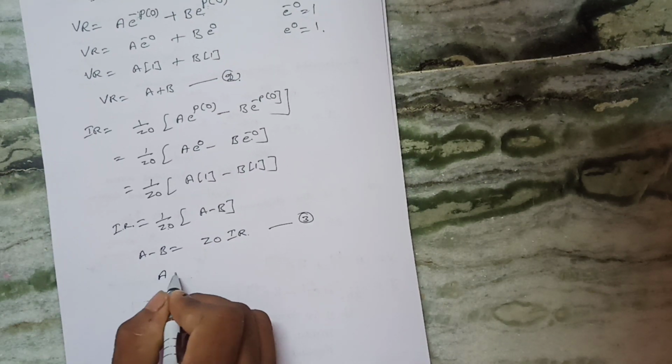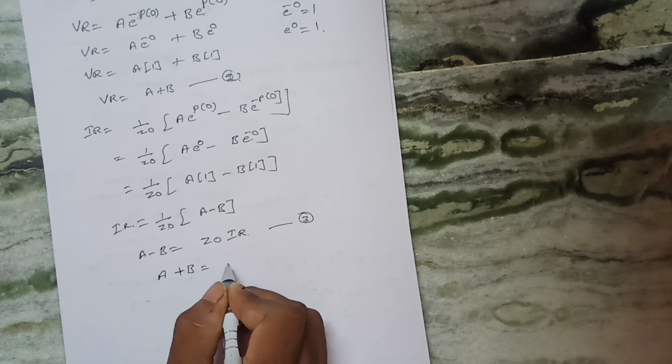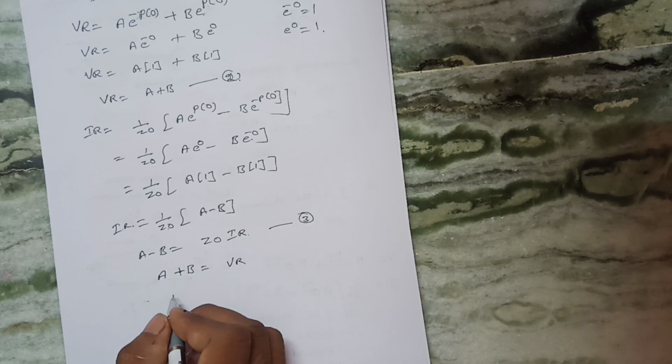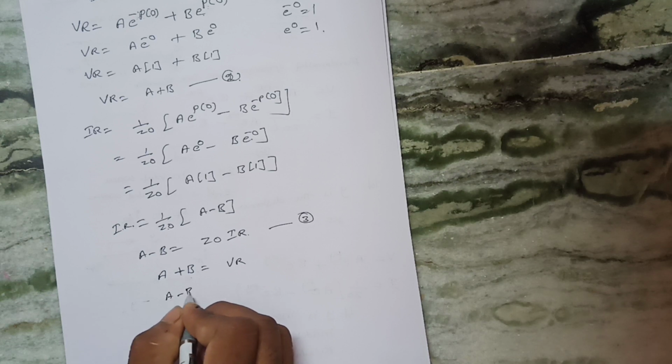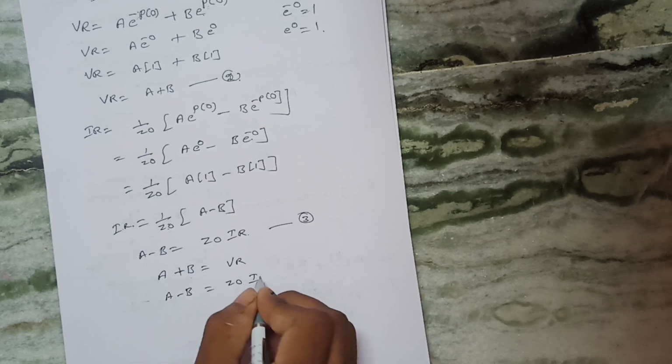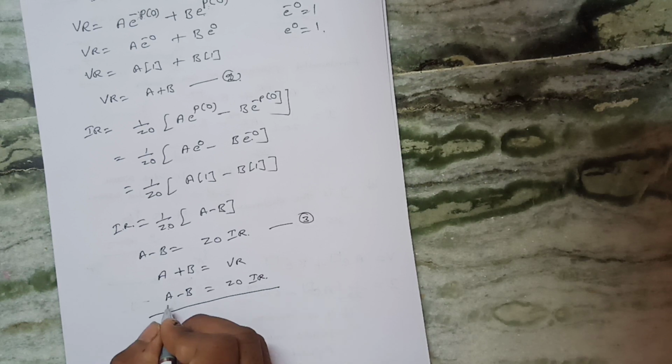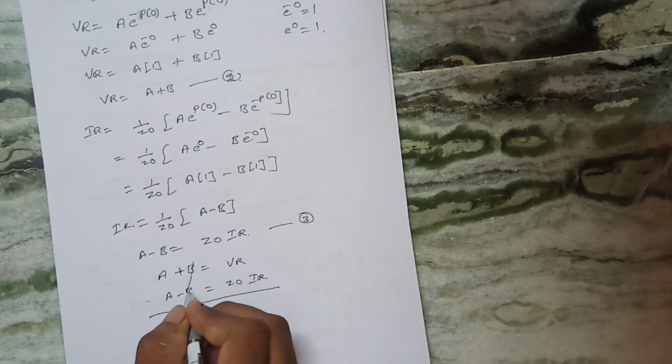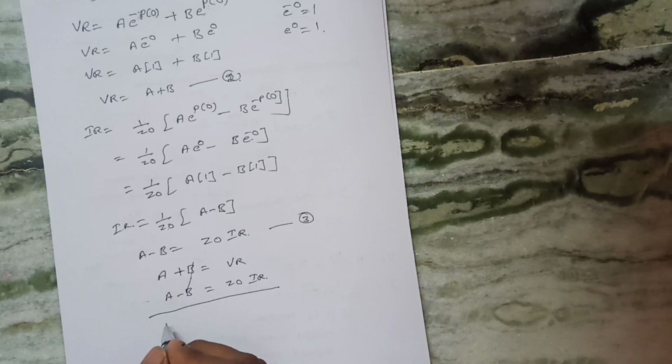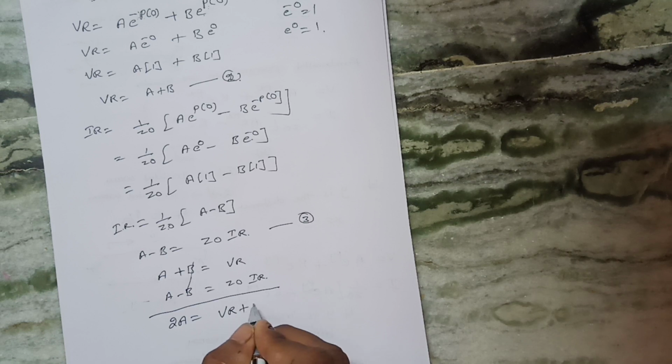So from equation 2, A plus B is equal to V_R. From equation 3, A minus B is equal to Z naught into I_R. Then on addition, B cancels, A plus A, 2A is equal to V_R plus Z naught into I_R. Then A is equal to V_R plus Z naught into I_R by 2. This is equation 4.